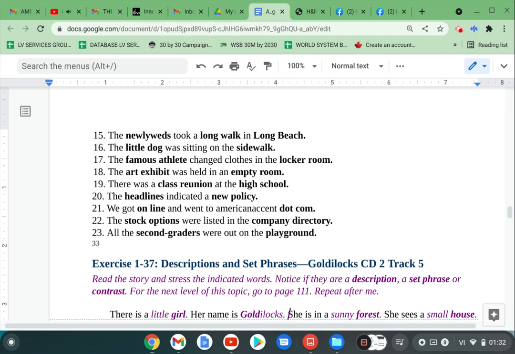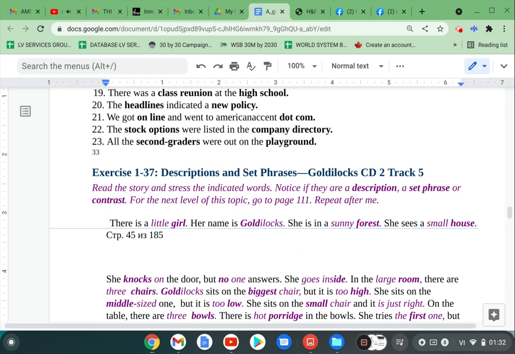Exercise 137. Descriptions and set phrases. Goldilocks. Read the story and stress the indicated words. Notice if they're a description, a set phrase, or contrast. For the next level of this topic, go to page 111. Repeat after me. There's a little girl.